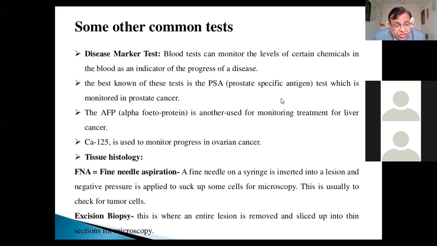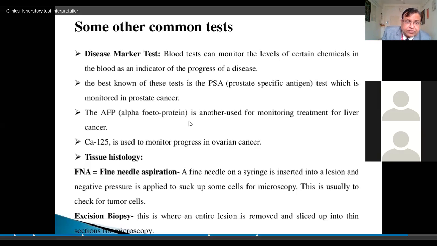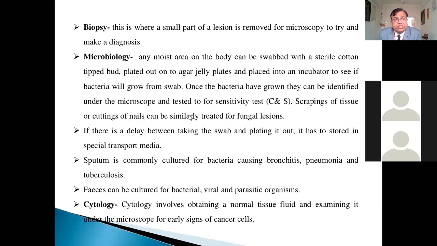Excision biopsy test. This is where the entire lesion is removed or sliced up into thin sections for the microscopy. That is also done in cancer patients. Now next is biopsy. This is where a small part of the lesion or tissue or the tumor is removed for the microscopy to try and make the diagnosis or find out the cause of this growth.